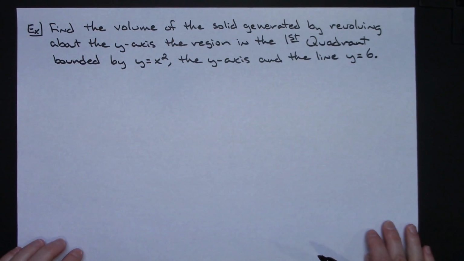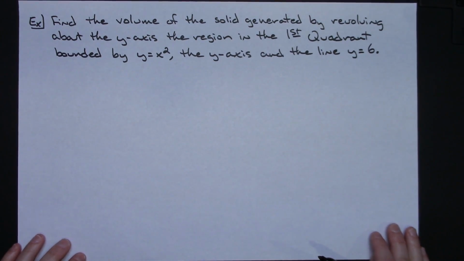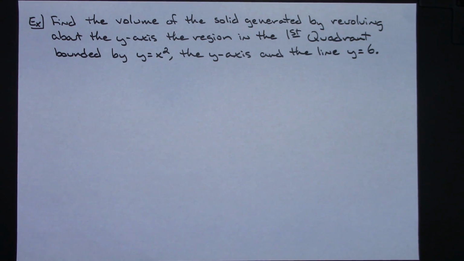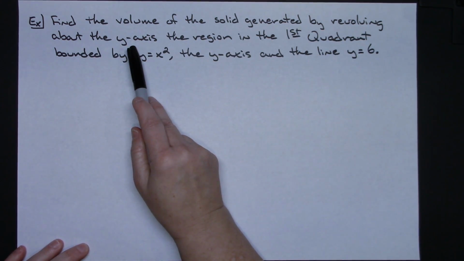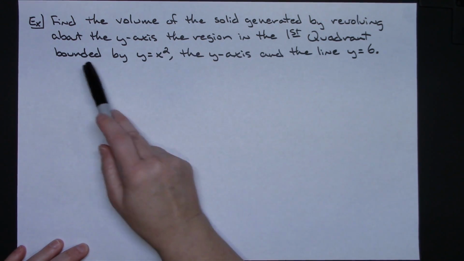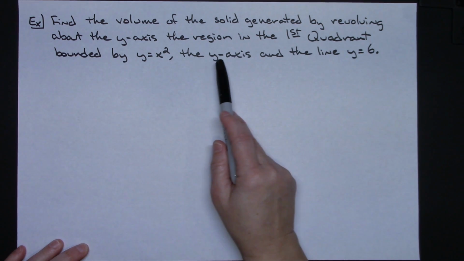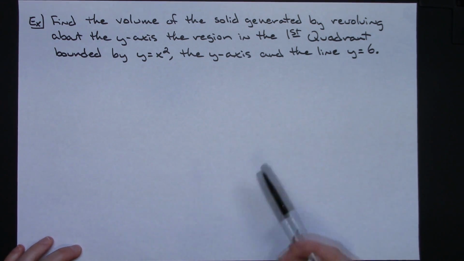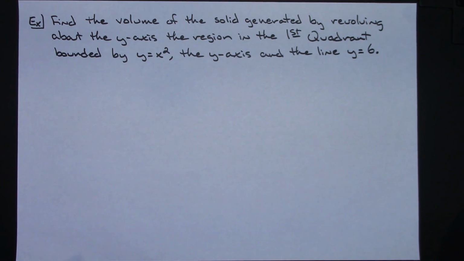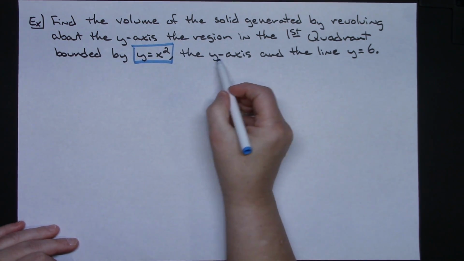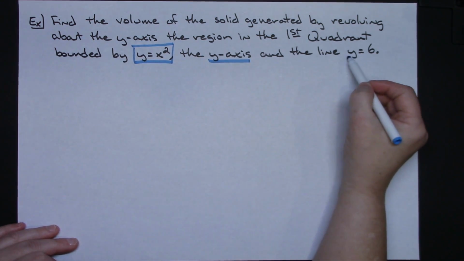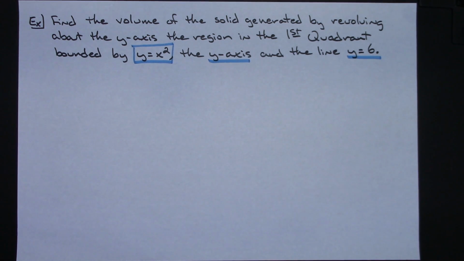This time let's put the curve revolving around the y-axis. In this example, find the volume of the solid generated by revolving about the y-axis the region in the first quadrant bounded by y equals x squared, the y-axis, and the line y equals 6. Let's go through and find all of our important parts. We're still using y equals x squared, but this time I'm going to be bounded by the y-axis and the line y equals 6. So I'm going to start by sketching.